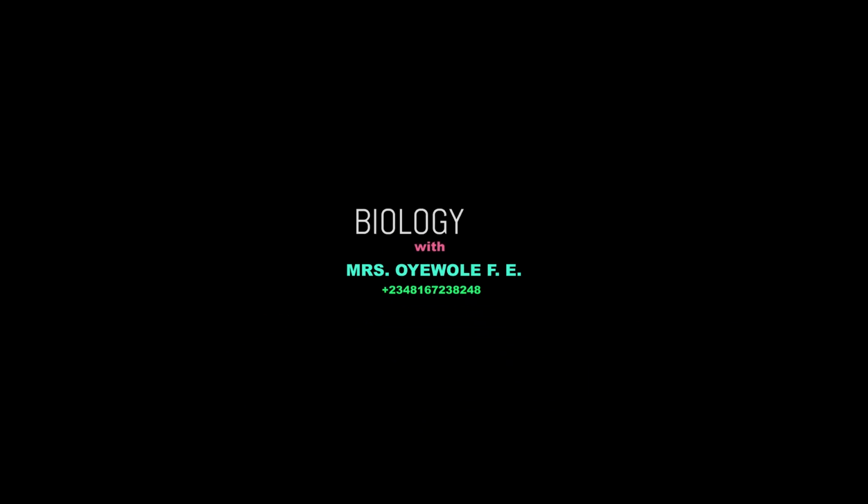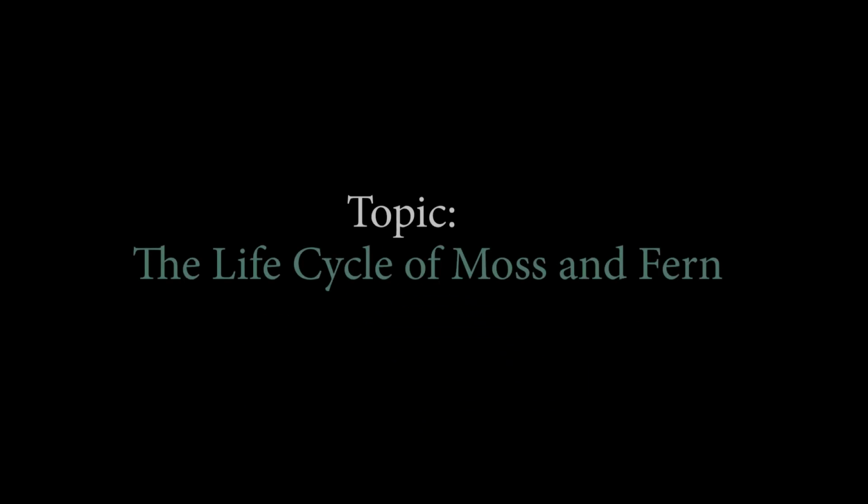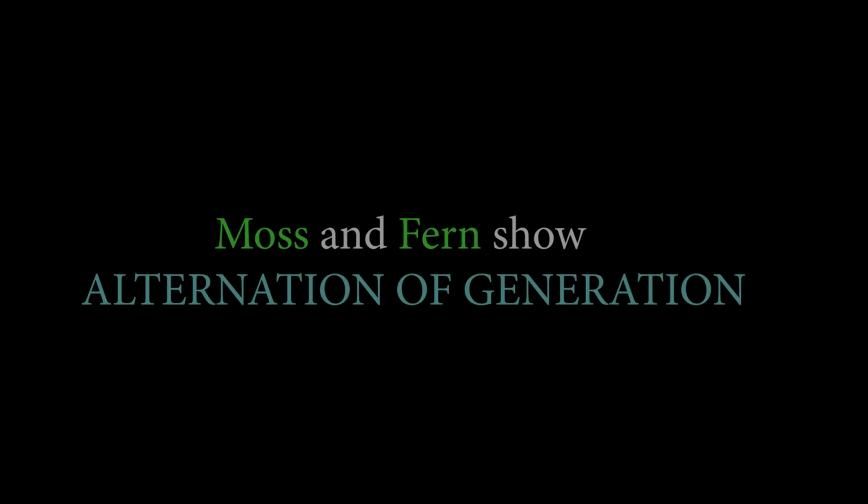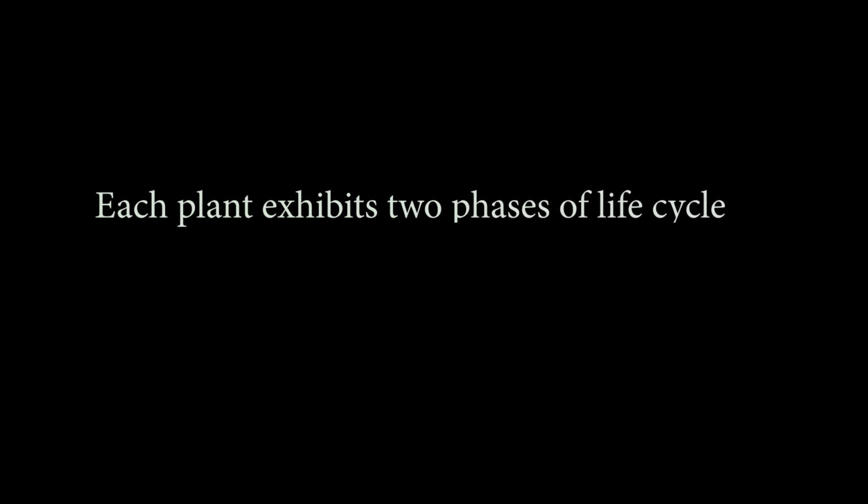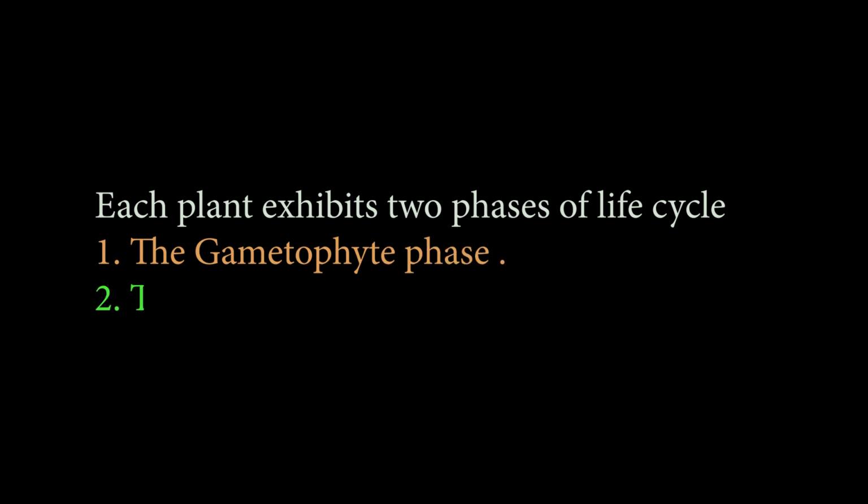In today's class, we are learning the life cycle of moss and fern. These are two groups of plants that are so unique in the sense that they show alternation of generation. What do I mean by this? I mean that they have two different phases of life cycle which alternate to make one complete life cycle. We have the gametophyte phase and the sporophyte phase. These two phases alternate, and that is why they are so unique in their life cycle.